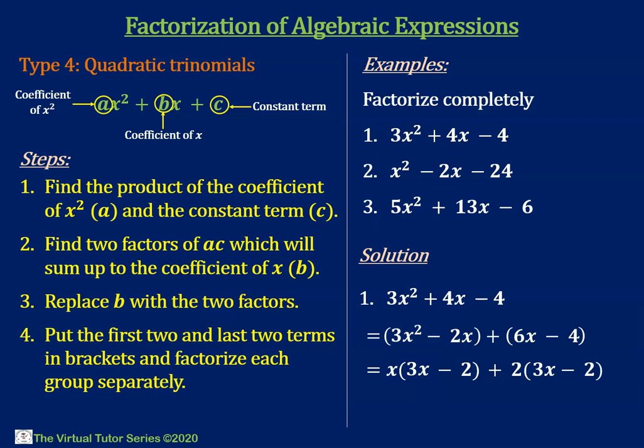At this point, we put the common factors in each group in brackets and set it against the common term in the bracket. So we have x plus 2 in brackets, multiplied by 3x minus 2 in brackets.